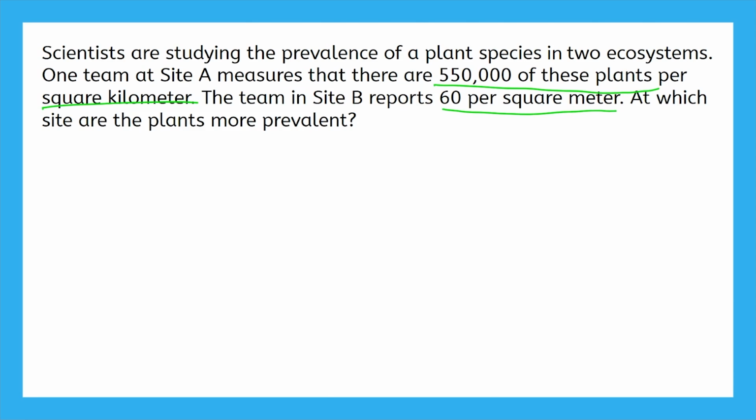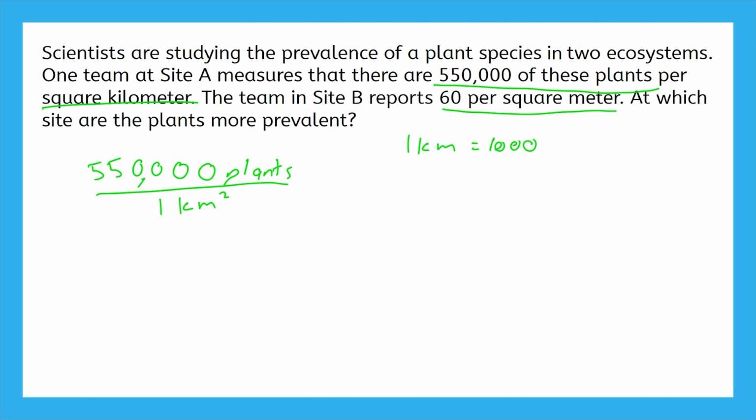In order to be able to compare them, we need them to be in the same units. It doesn't matter which one we convert, as long as we end up with the same units for both. But let's convert the square kilometer one into square meters. Even though we don't have a conversion rate for square kilometers to square meters, we can use the kilometers to meters conversion rate. Remember, 1 kilometer is the same as 1,000 meters.